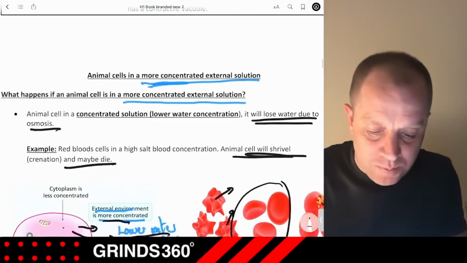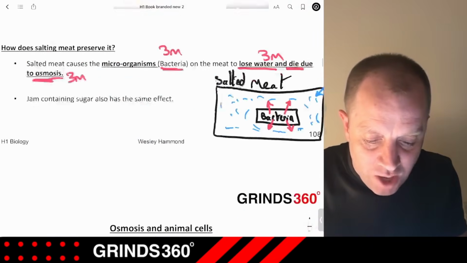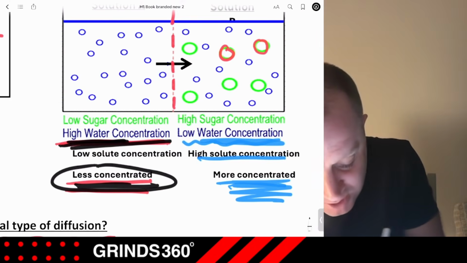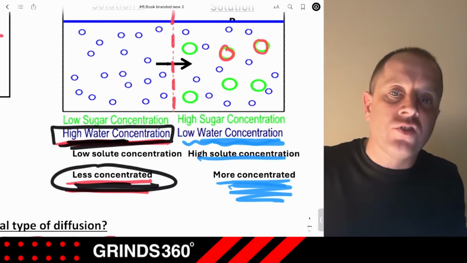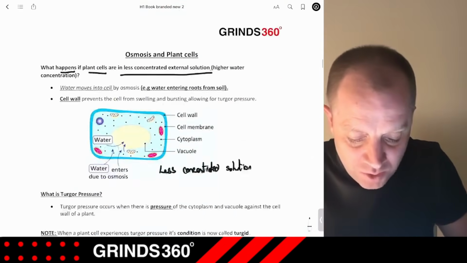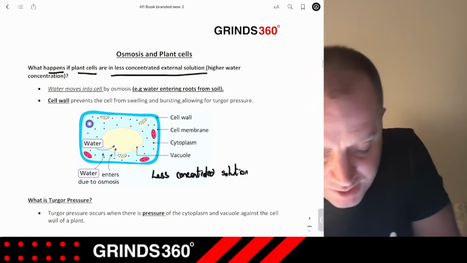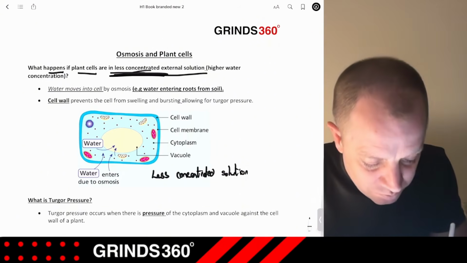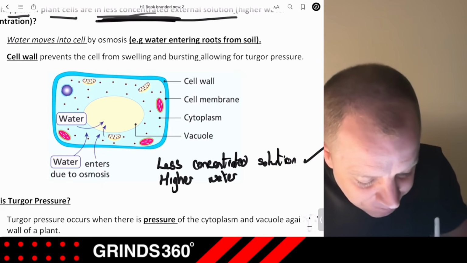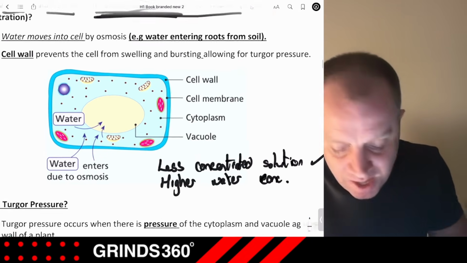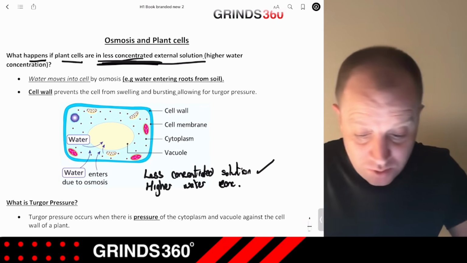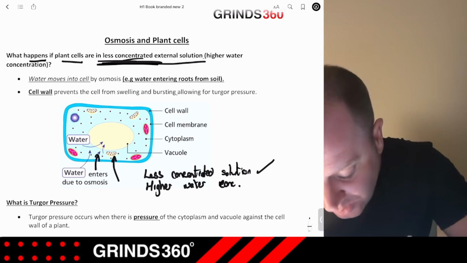That means, let's go back here. That means if the outside environment has a less concentrated solution, that means the outside environment has a higher water concentration than the inside environment. So let's go back and just write that there, because it's all about visualizing this. The outside environment has a less concentrated solution, which means it's got a higher water concentration. That means the same thing. So if outside the cell has a higher water concentration, that means inside the cell has a lower water concentration. So therefore, water enters the cell due to osmosis.